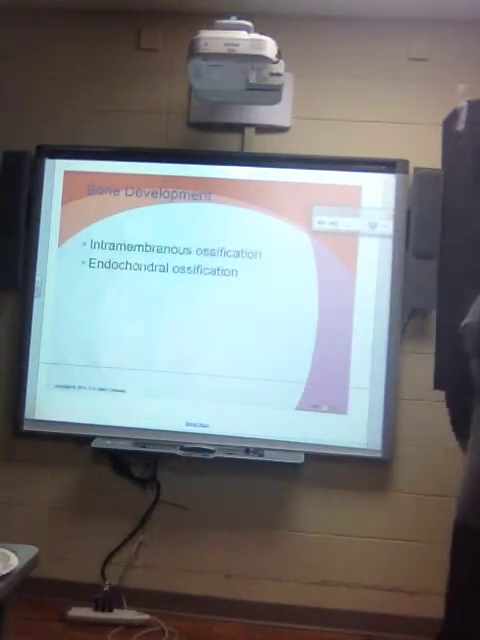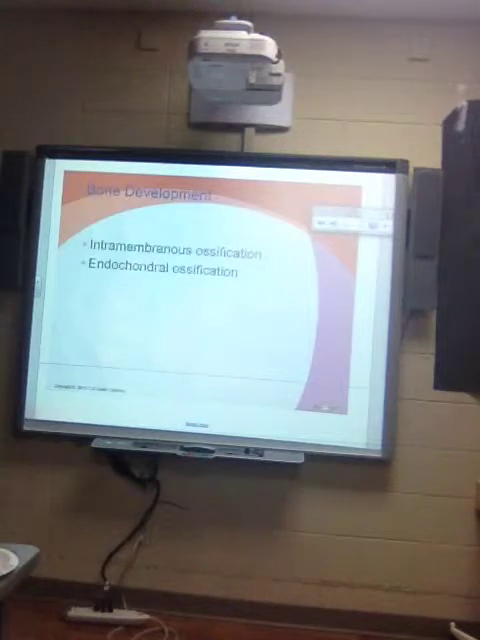Intramembranous ossification. You do need to know a few things about it. Don't wear yourself out with it. Intramembranous ossification includes bones of the skull and face, and those are going to start out as fibrous connective tissue. So, skull and face.